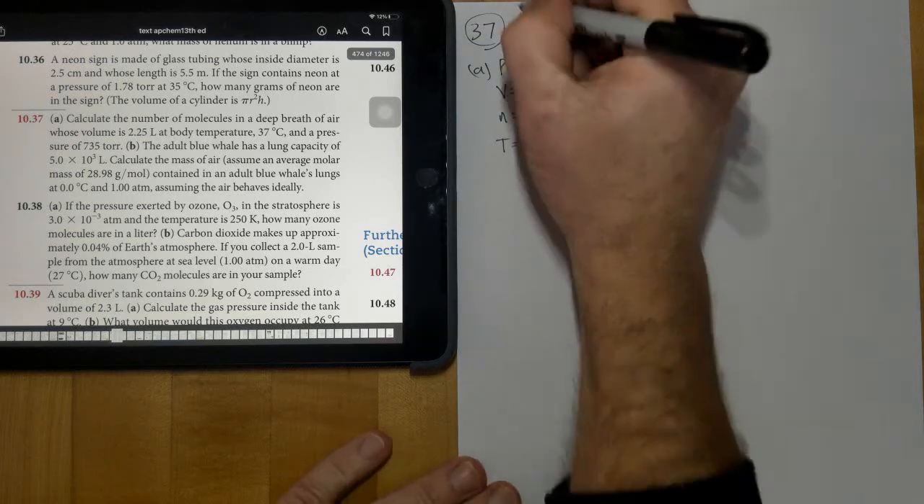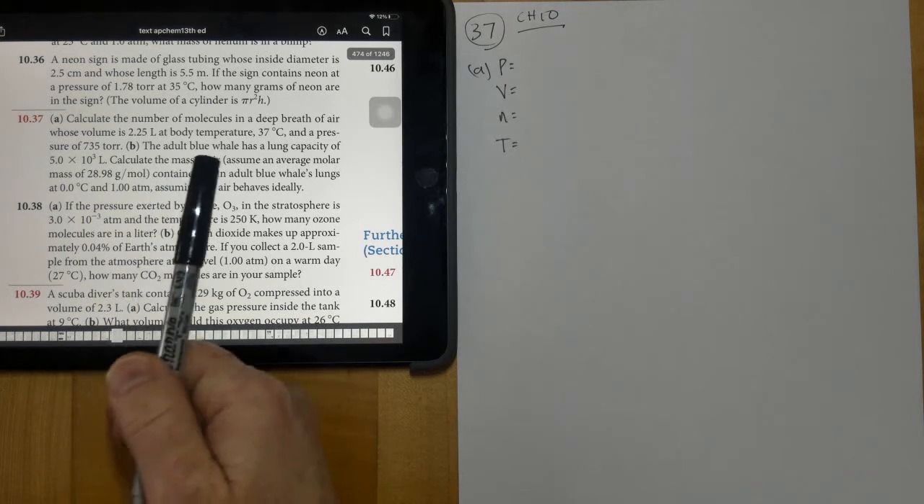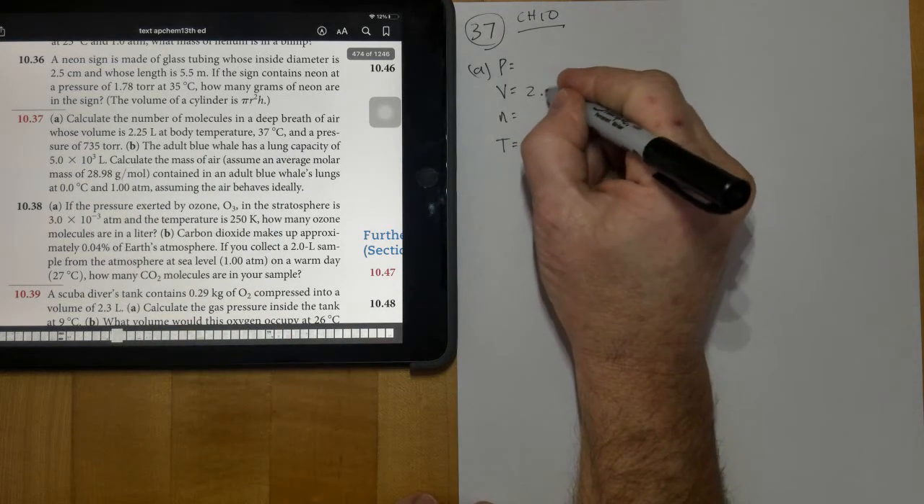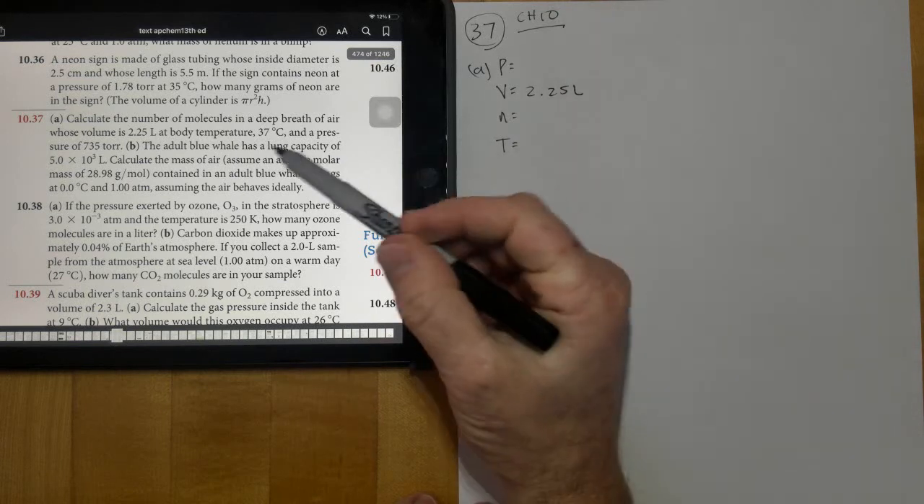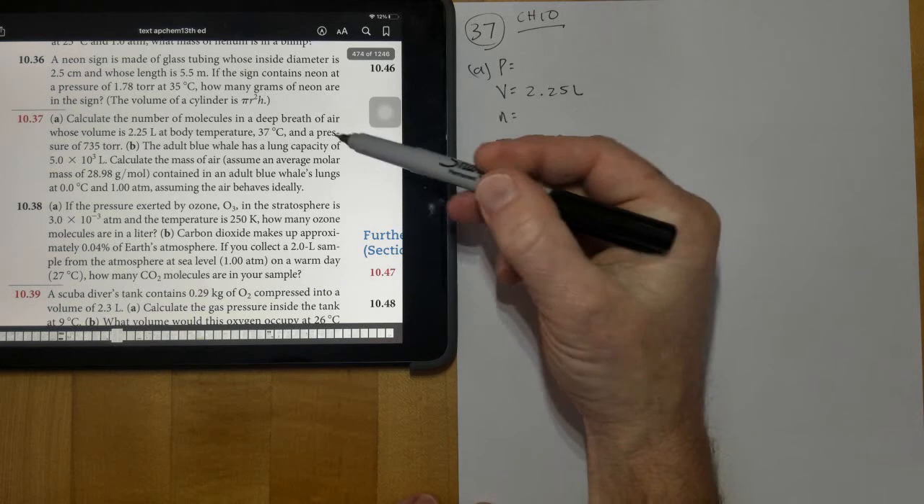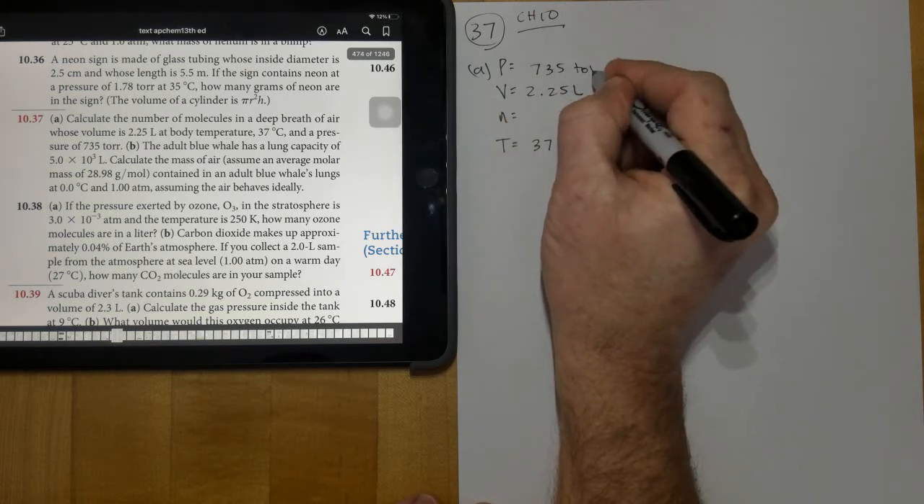So this is number 37 from chapter 10. Calculate the number of molecules in a deep breath of air whose volume is 2.25 liters at a body temperature of 37 degrees Celsius and a pressure of 735 torr. So notice how I set this up.